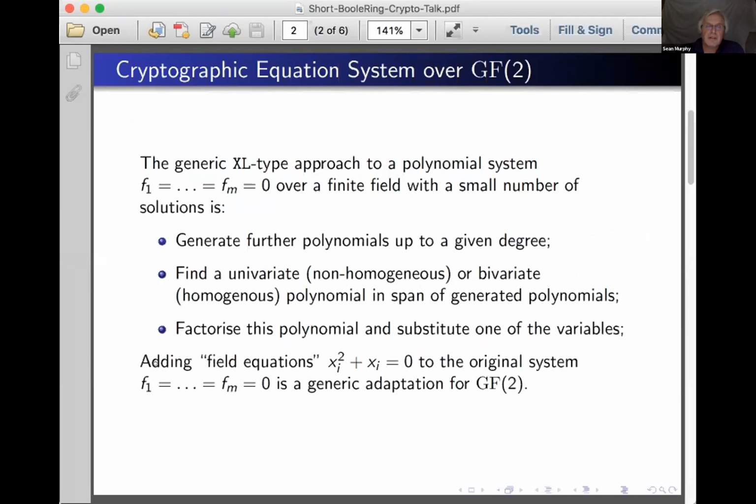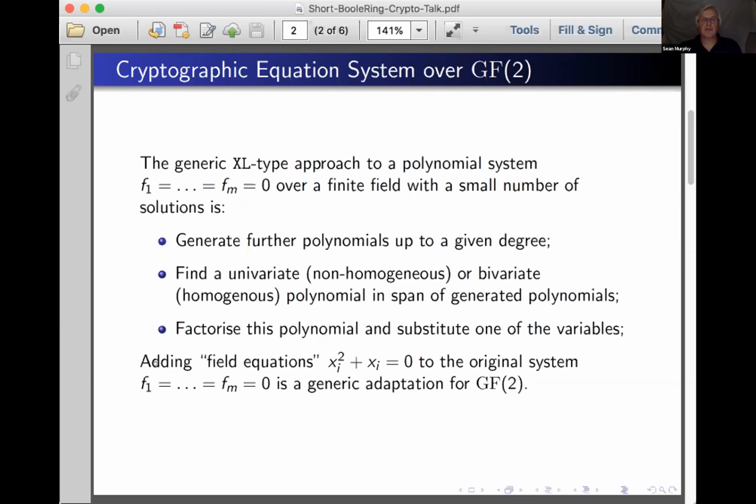The basic idea is they generate further polynomials up to a given degree. So we generate lots of polynomials, and then we use a form of Gaussian elimination to find a univariate polynomial or a bivariate polynomial in the span of these generated polynomials. We can factorize this univariate or bivariate polynomial. This gives us a linear factor, and potentially we can substitute one of the variables to get a smaller system.